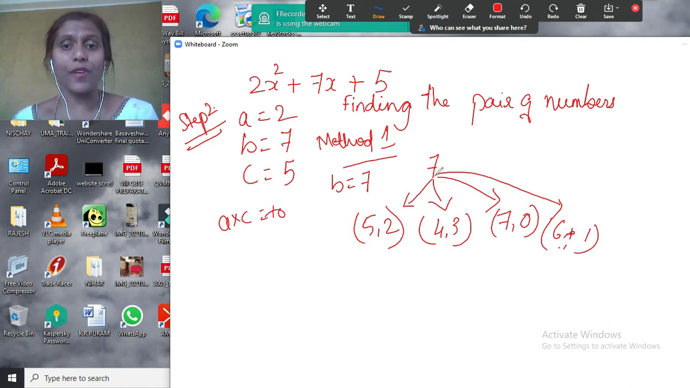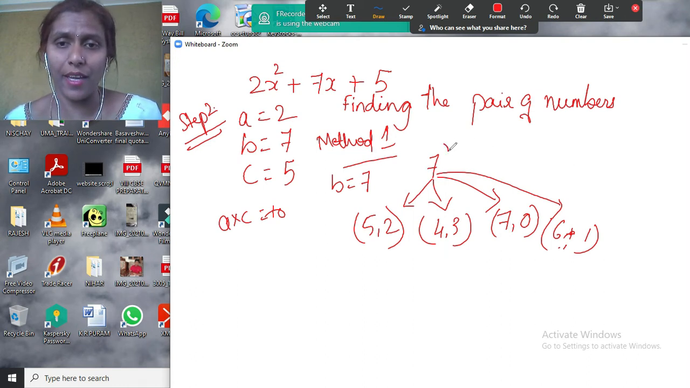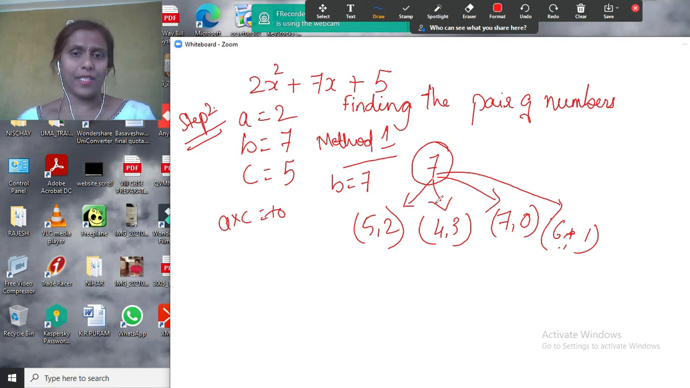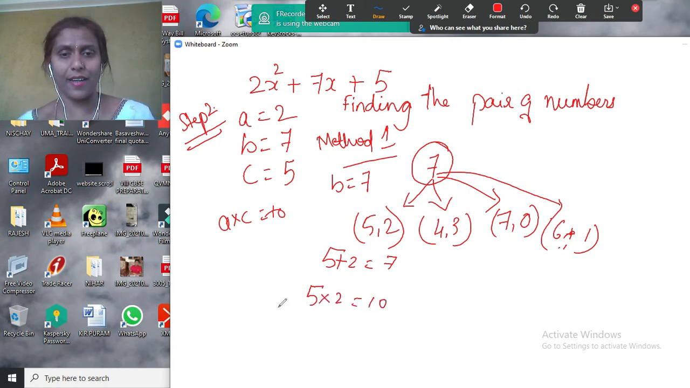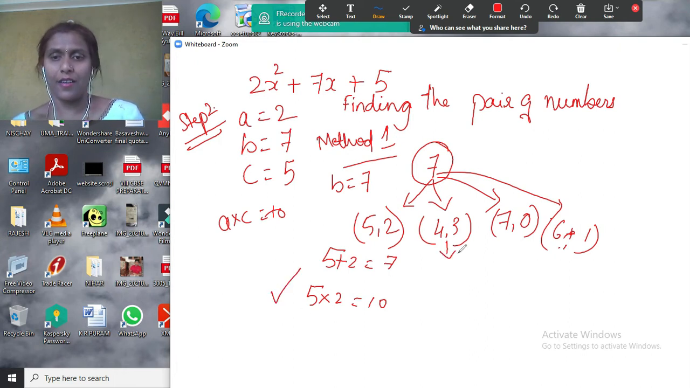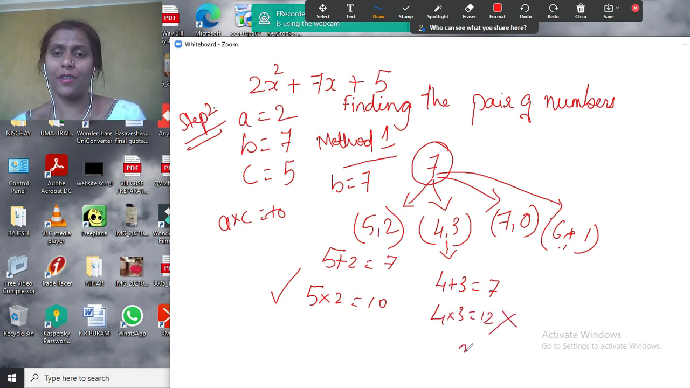Taking 7 in the main picture, we could split it into different numbers. Now our next question is, are they satisfying the other condition? 5 plus 2 is 7, b is satisfied. 5 into 2 is 10, so a into c is also satisfied. Done, tick. Next, 4 plus 3 is 7, one condition satisfied. 4 into 3 is 12, a into c condition not satisfied. So this can't be the pair.